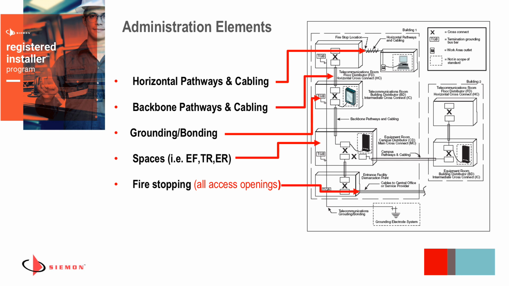Now, the components that will need to be properly administered are your horizontal pathways and your horizontal cabling, the backbone pathways and the backbone cabling, as well as the grounding and bonding elements of your telecommunications system, not your whole building, but just the ones specified specifically for telecommunications usage. In addition, your spaces, your entrance facility, your telecommunications rooms, your equipment rooms, etc., and fire stopping locations. Even though that's not really a Siemon product, it's important to document that in your system everywhere that you have an opening in the wall for your fire stopping.